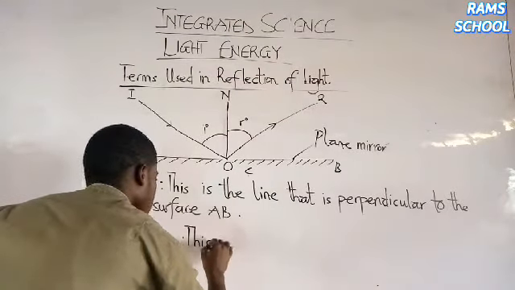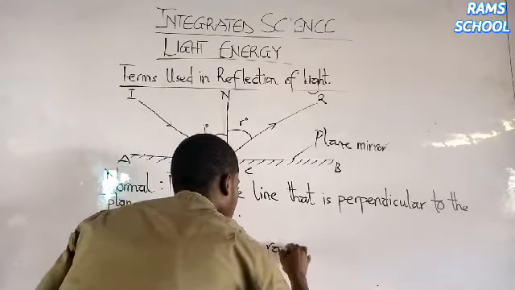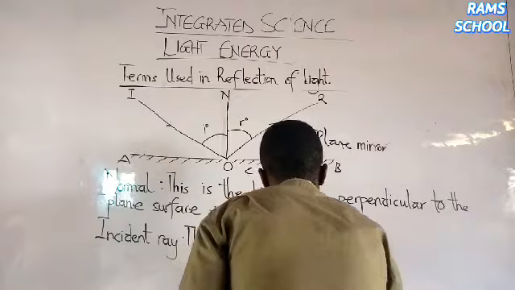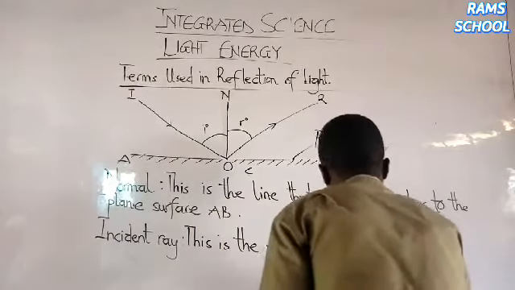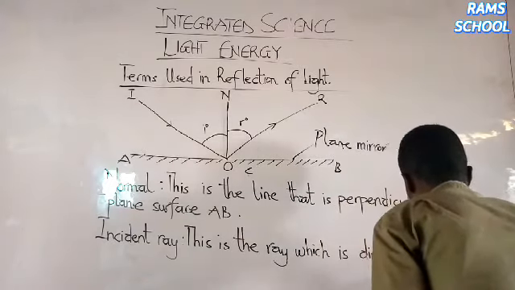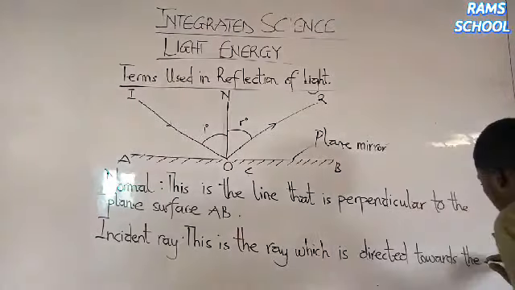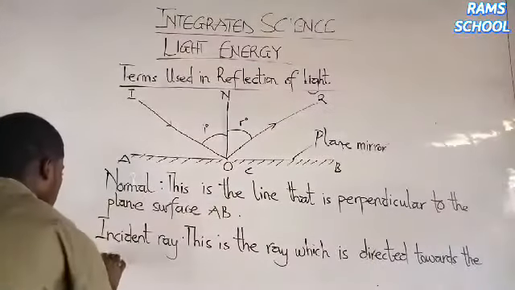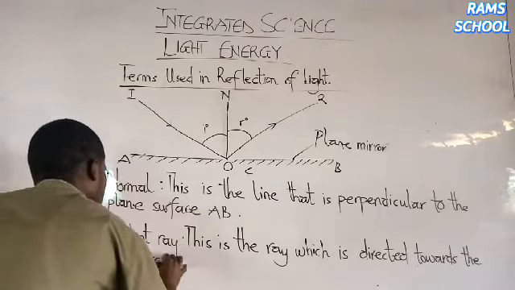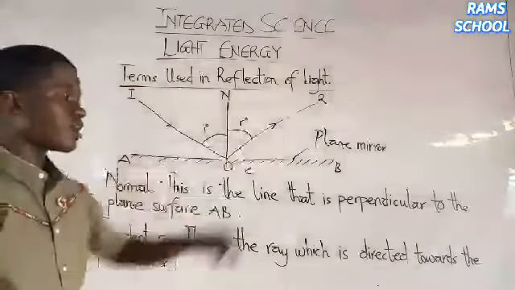So the incident ray is the ray which is directed towards the plane mirror. So that's the incident ray. Let's move on to the reflected ray.